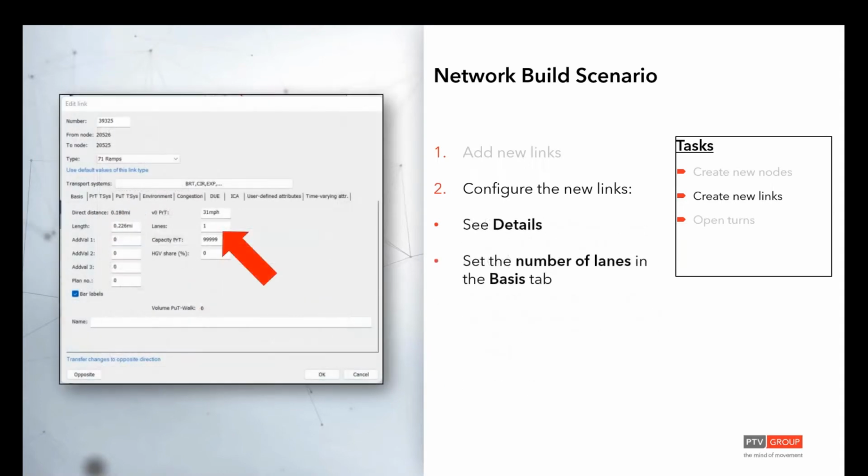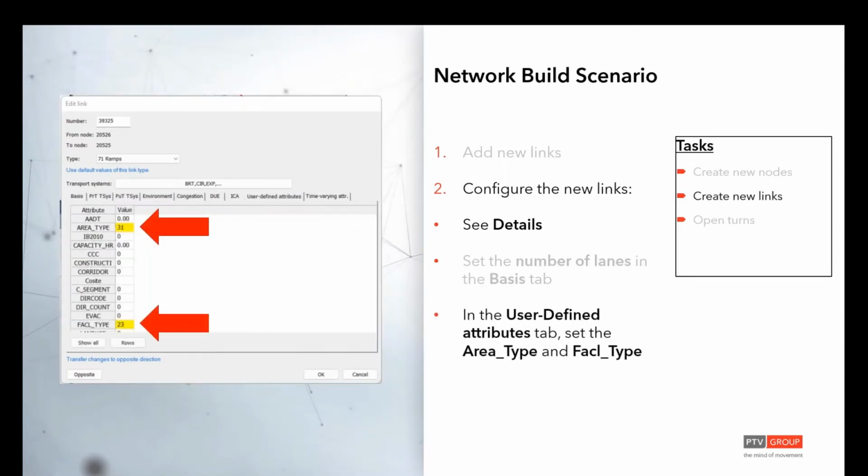Okay, so now that we have these links in place, we want to edit the specific details about the links. Now for this particular model, we talked about this a little bit yesterday, but the attributes that we need to update are going to be the lane numbers. And then in the user defined attributes tab, we're going to define the area type and the facility type for these specific links.